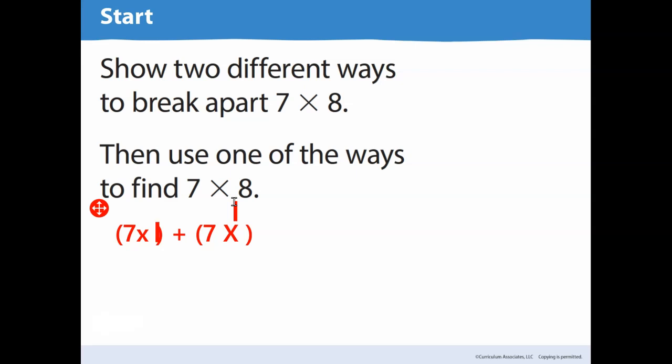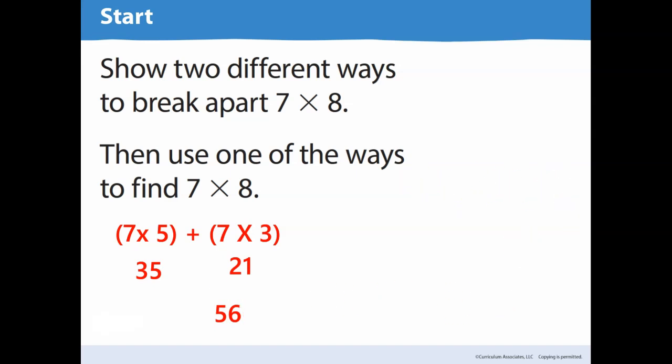6 and 1. 6 plus 1 is 7. It's either 4 and 4, 5 and 3, or 6 and 2, because 6 plus 2 is 8. So I'm going to go with 5 and 3 because I know my 5s. And then obviously 5 times 3 is 15, and then 7 times 3 is 21. Then I add those together. I get 56.